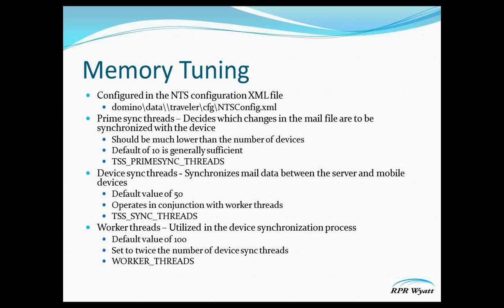Prime sync threads are responsible for deciding what changes in the mail file are going to synchronize. By default, this value is 10, and ultimately this is something you will probably never need to change and probably shouldn't change. But if for some reason you do have to change this value, go to the configuration file and modify TSS prime sync threads.